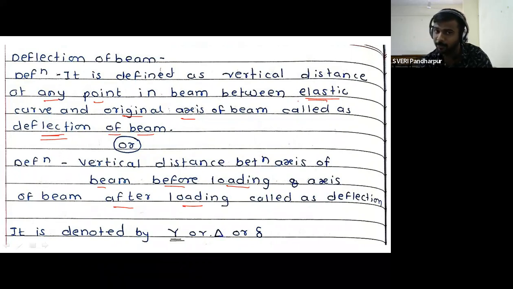Getting? So these definitions will be asked for 1 or 2 marks, maybe sometimes for the MCQ also. So you have to keep the 2 words, that is elastic curve and the original axis of the beam. Okay, so you can write these 2 definitions also in your notebook. Deflection of the beam, you can put the title deflection of beam and its definition. Write down both the definitions, and it is indicated by Y. At the bottom side I have written, sometimes it is indicated by delta also.